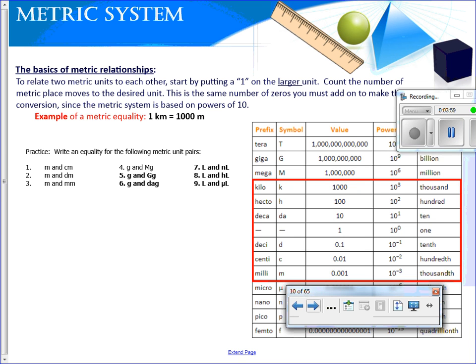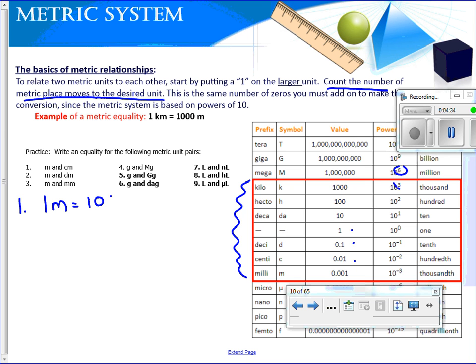So I'm going to go over this, work a few of these examples with you. Now this method here of putting a 1 in front of the larger unit and counting the number of metric places moved to get the desired unit only works for those places in this red little block here, because if you look closely, once you get out of the block, they're not going in increments of 10, they actually go higher than that. So looking at number 1 between meter and centimeter, a meter is the largest, so you put a 1 in front of it, and then you can just count here: if you're at the meter and you're going to go to centimeter, 1, 2, so 100 centimeters.